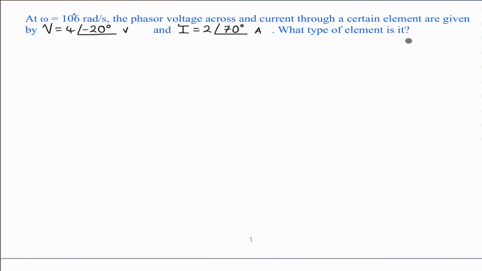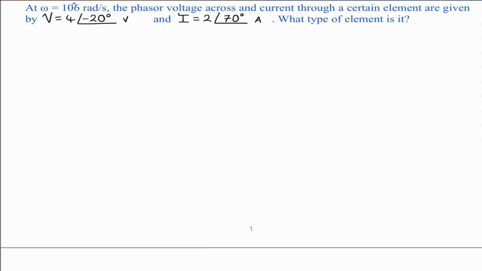Well, to know the element, we're trying to figure out the impedance, because we have the frequency. We know that. So for clarity, to find out which element it is, we want to know the form of its impedance. If it's resistance, it's a resistor. If it's 1/j omega c, it's a capacitor, and if it's j omega l, it's an inductor.